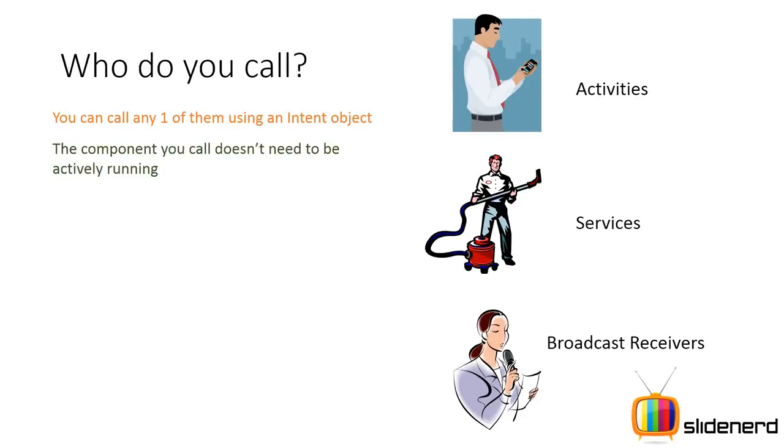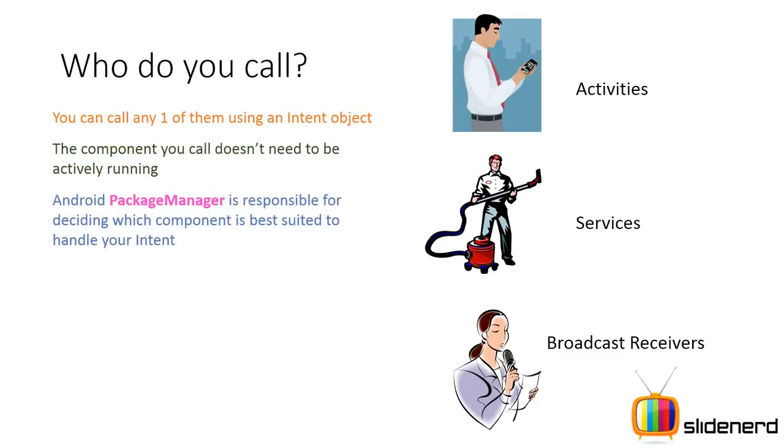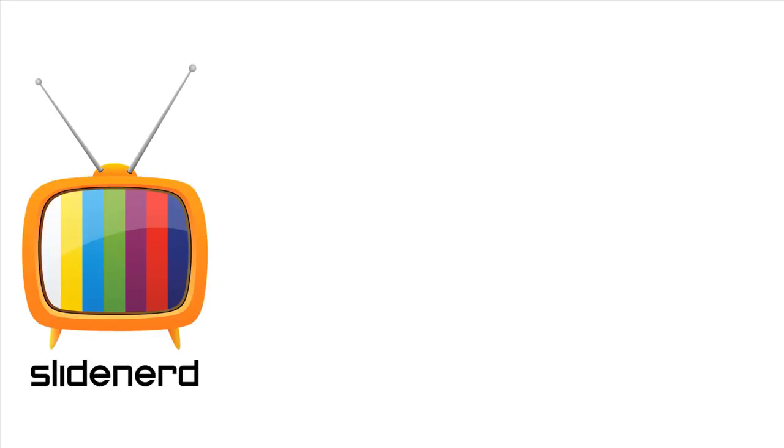The component that you call doesn't need to be running actively. The package manager in Android is the one responsible for handling intents. When the package manager receives an intent request, it's going to check who's running, who's not running, and it's going to call the component regardless of whether it is running or not. In the next vid, I'm going to talk about intent resolution, or how intents work in detail with the package manager.